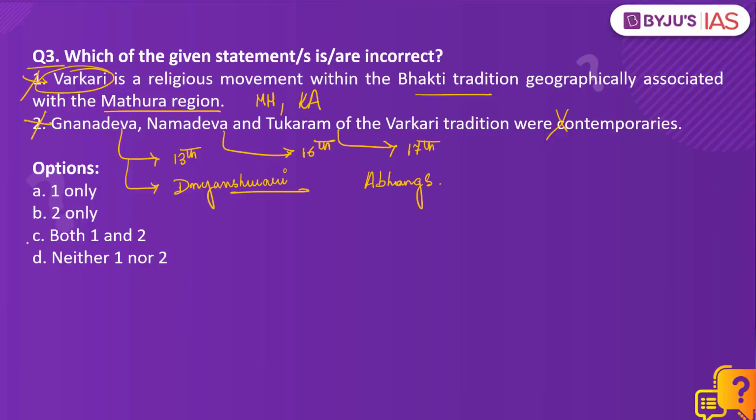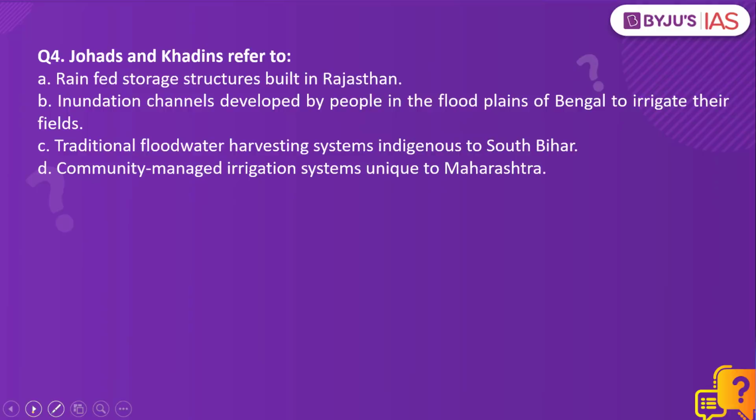So the right answer to this question would be option C, both 1 and 2, because the question is asking us for incorrect statements. Moving on to question number 4. Johads and Khadins refer to rain-fed storage structures built in Rajasthan, inundation channels developed by people in the floodplains of Bengal to irrigate their fields, traditional floodwater harvesting systems indigenous to South Bihar, community-managed irrigation systems unique to Maharashtra.